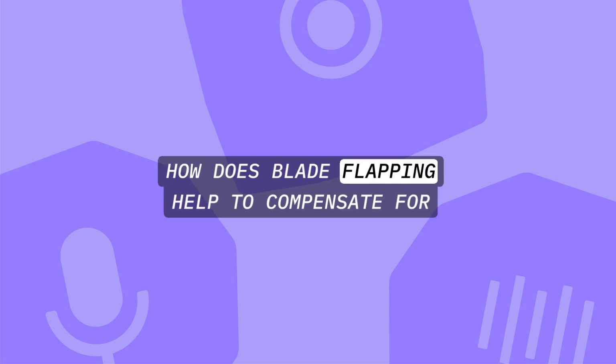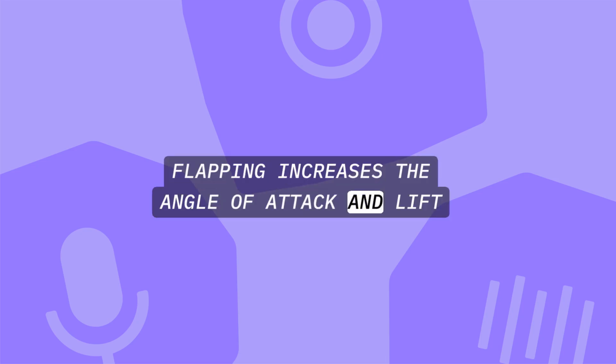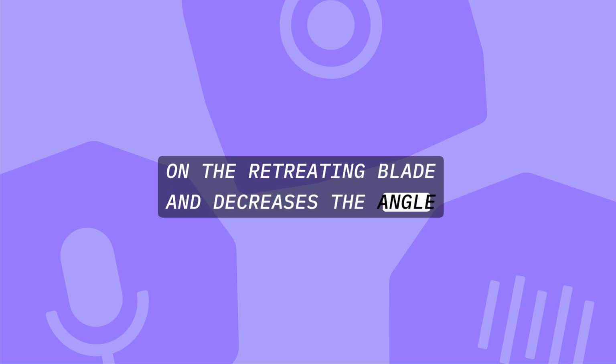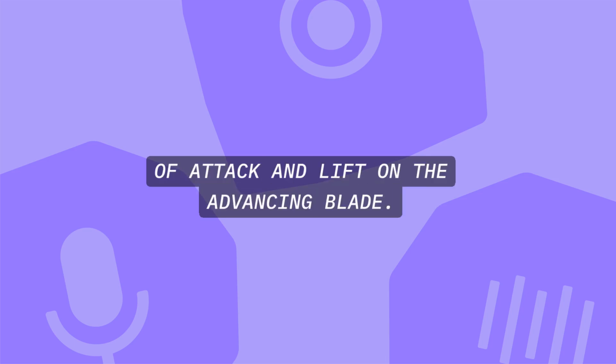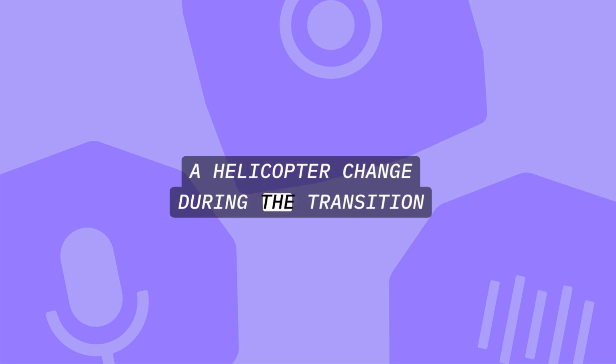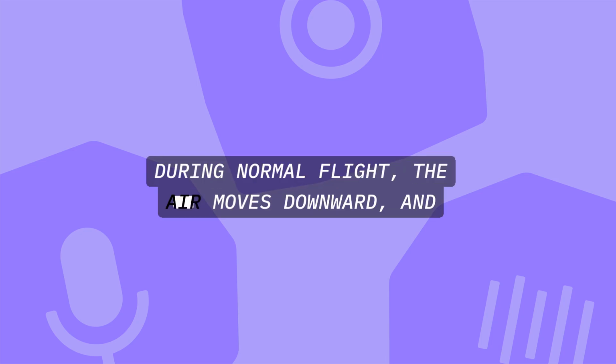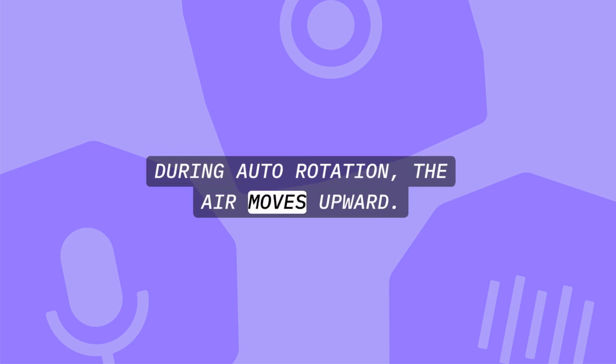How does blade flapping help to compensate for dissymmetry of lift in helicopter main rotor systems? Flapping increases the angle of attack and lift on the retreating blade and decreases the angle of attack and lift on the advancing blade. How does the airflow through the main rotor of a helicopter change during the transition from normal flight to autorotation? During normal flight, the air moves downward, and during autorotation, the air moves upward.